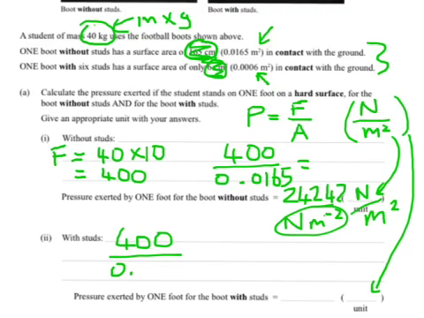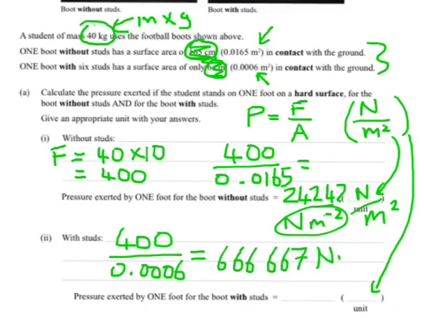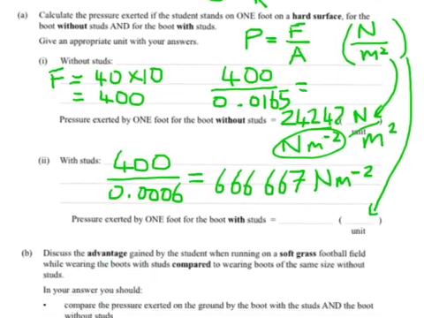Okay, so with studs, same mass times gravity, same force, divided by the area this time of 0.0006 meters squared, and that gives us 666,667 newtons per meter squared, which is a much larger force per unit area.